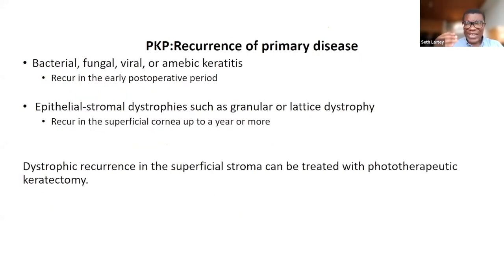You may also have recurrence of the primary disease in the graft. Fungal infections, bacterial infections, viral and amoebic keratitis can just recur in the graft. Usually, these occur within the early post-operative period. But corneal dystrophies can also recur after a year or more. Epithelial and stromal dystrophies, such as granular dystrophies and lattice dystrophies, can recur in the graft.